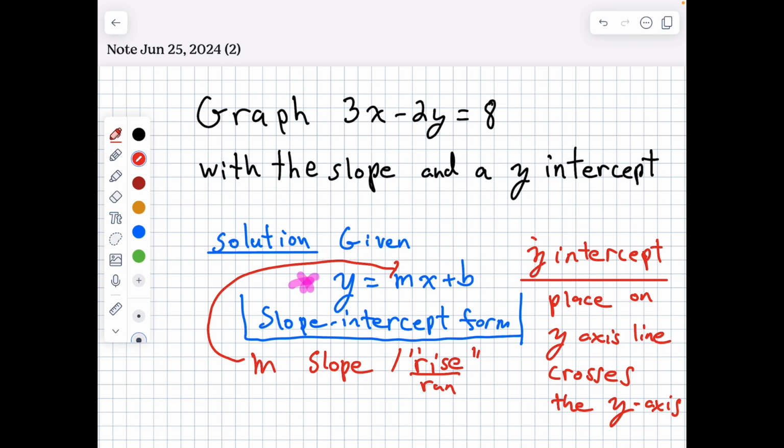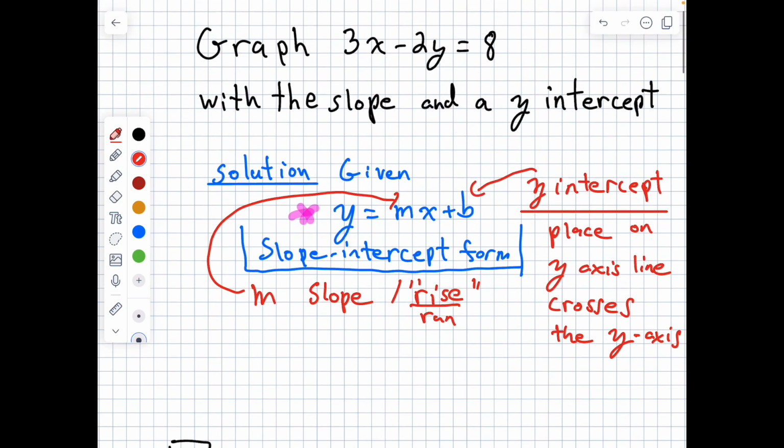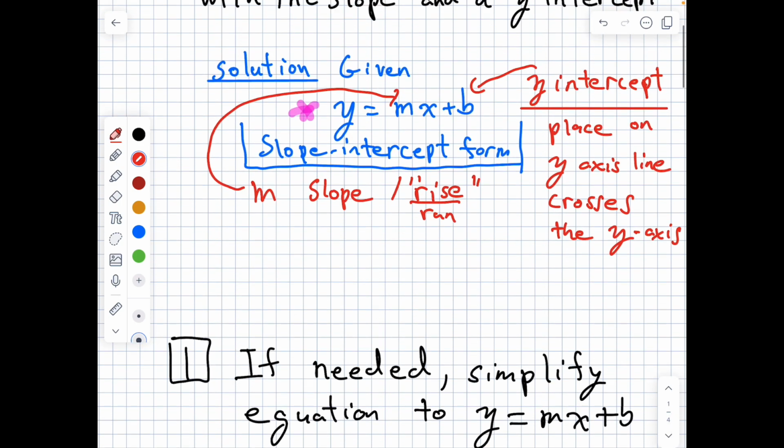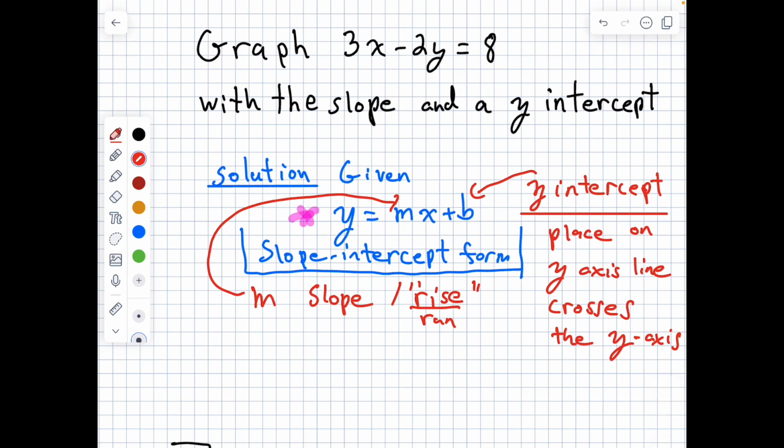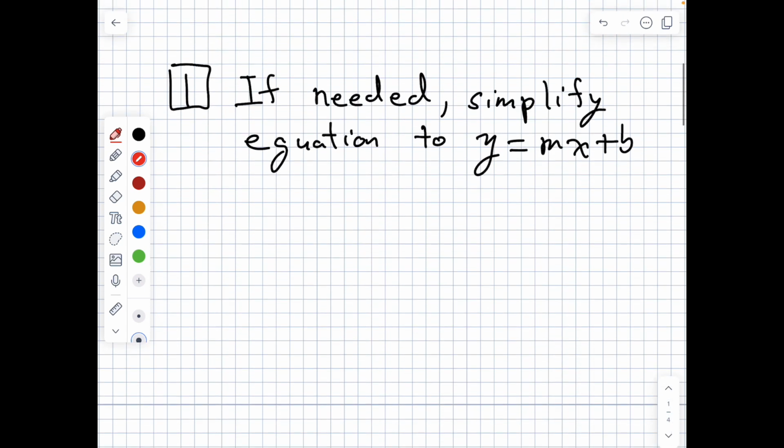And then b here stands for the y-intercept, and that's the point on the y-axis where the line crosses the actual y-axis. If you have that form, you can get that information. However, with 3x minus 2y equals 8, I don't have that. I need to simplify this a little bit more to get that information. So I'm going to take 3x minus 2y equals 8, and I'm going to solve for y.